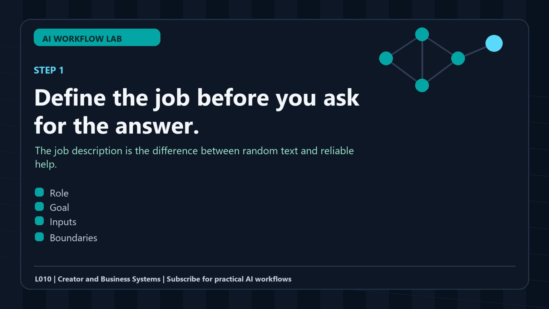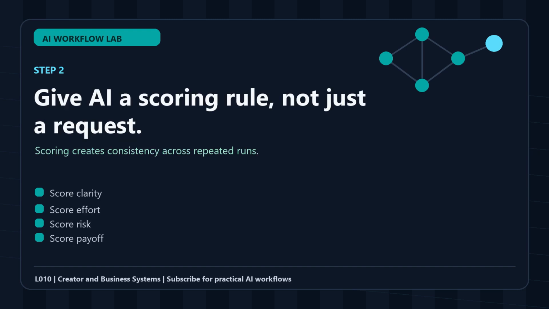Step 2 is the scoring rule. A request asks for output. A scoring rule tells AI how to choose between possible outputs. That is where the workflow becomes repeatable. For building a client onboarding system with AI, I want the assistant to score each option across clarity, effort, risk, and payoff. Clarity means the next action is easy to understand.